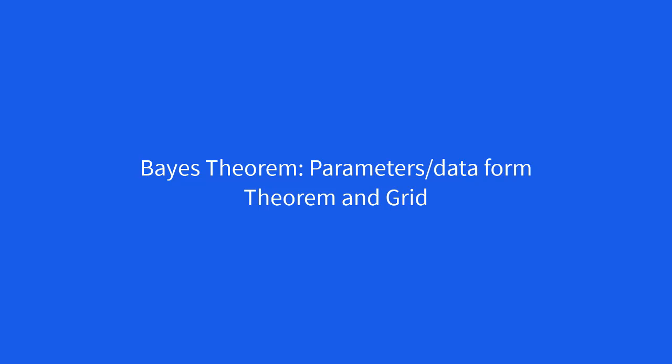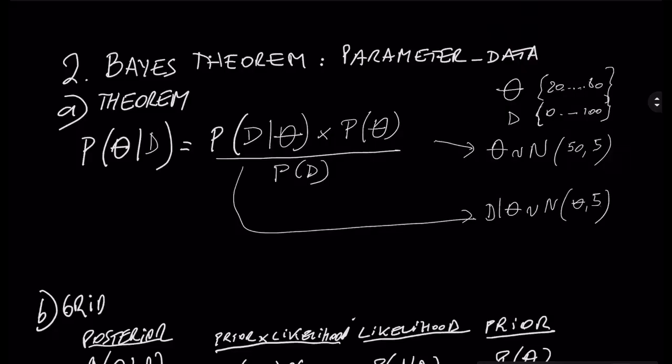The most common form of the Bayes theorem used in statistics is the parameters on data form, not the events form. So instead of having probability of A given B, we now use probability of theta given D. And theta is a Greek letter that is a generic letter that we use for a parameter. And we can have here different parameter values. And D stands for data.